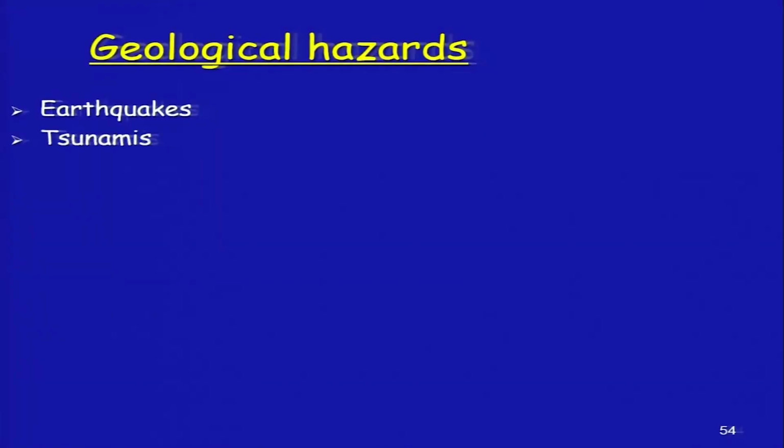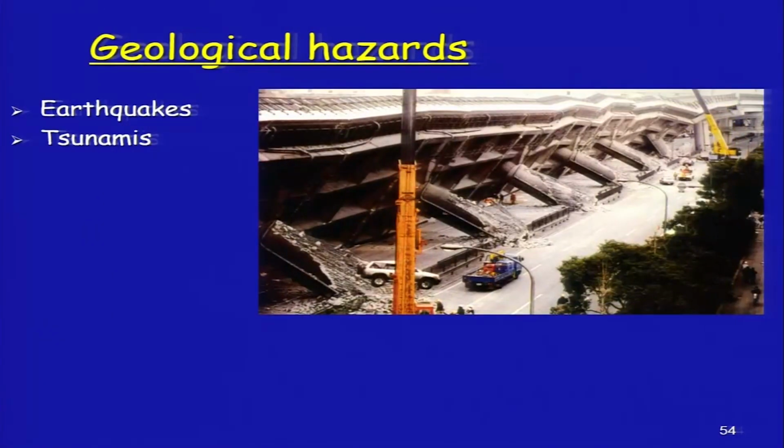So, geological hazards, mainly we have seen some examples of earthquakes, and then we have tsunamis. Okay. So, if you look at this very devastating earthquake which was experienced in Japan, and this was in 1995.